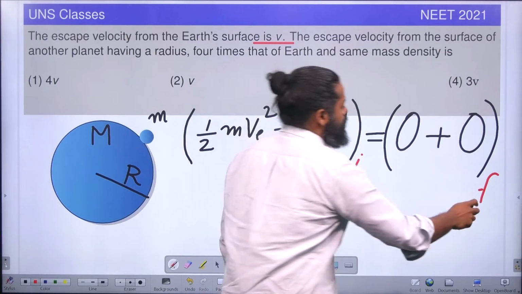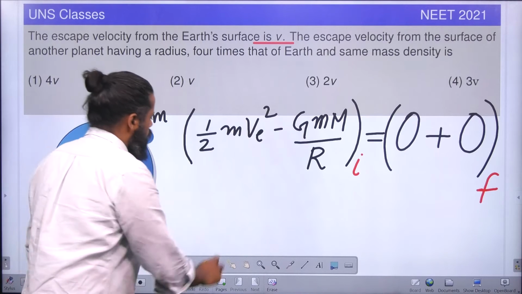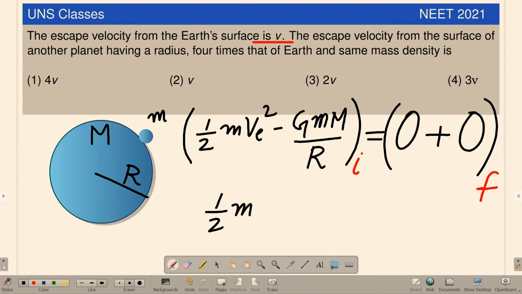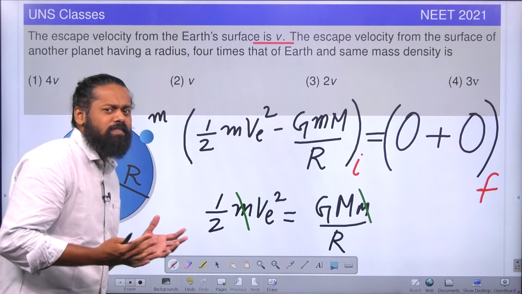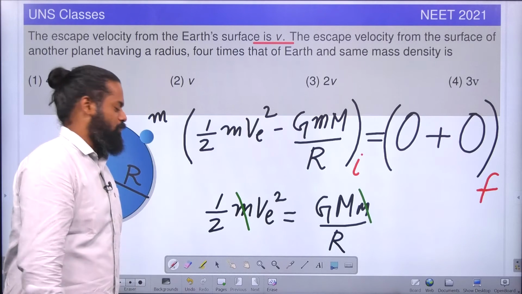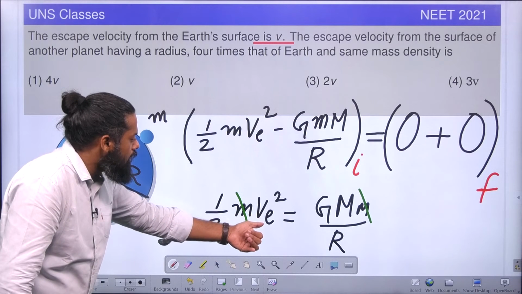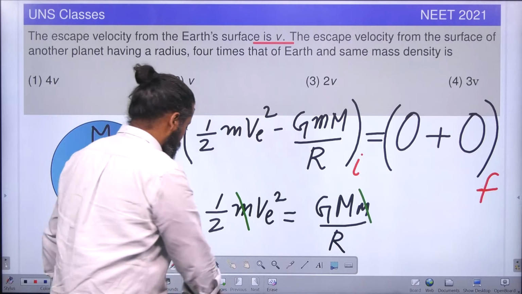Now we can equate this. From here we can find the expression. So half m ve square should be equal to GMm by R. Look here, we can easily cancel out the small mass m. It doesn't have any role. When you are launching a rocket, it doesn't matter how much mass is there. If you are giving that much velocity, it will escape from the surface of Earth. So from here we'll get v is equal to under root of 2GM by R. That is the expression which we need in this problem.